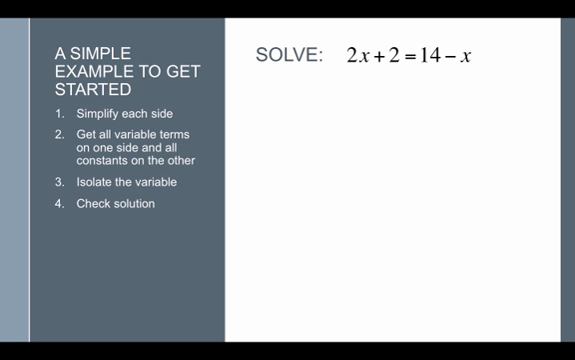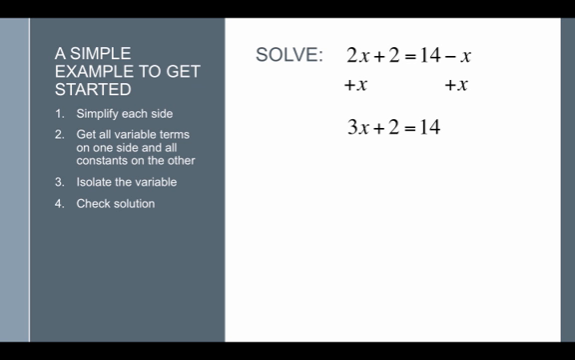So the first thing we want to do is move that minus x. The way we're going to do that is to add x to each side. Okay, it's by opposite operation. So to simplify, I have 2x plus an x is going to give me 3x, and then I just copy my plus 2 equals 14.